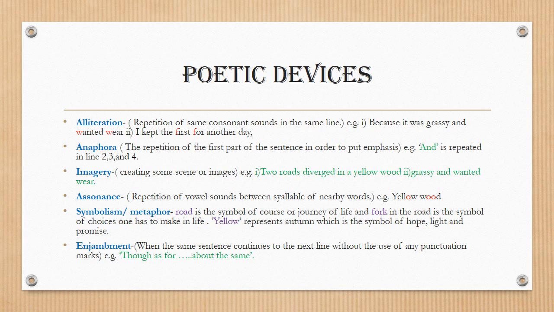And the most important poetic device used here, as this poem is a symbolic one, is that a number of symbolism and metaphors are there. Road is the symbol of course of the journey of life, and fork is the symbol of choices one has to make in life. Yellow represents the autumn season, which is the symbol of hope, light, and promise. And you can also say the maturity time. Enjambment also the poet has used in the line "though as for that the passing there had worn them really about the same." So please take a note of all the poetic devices used here.